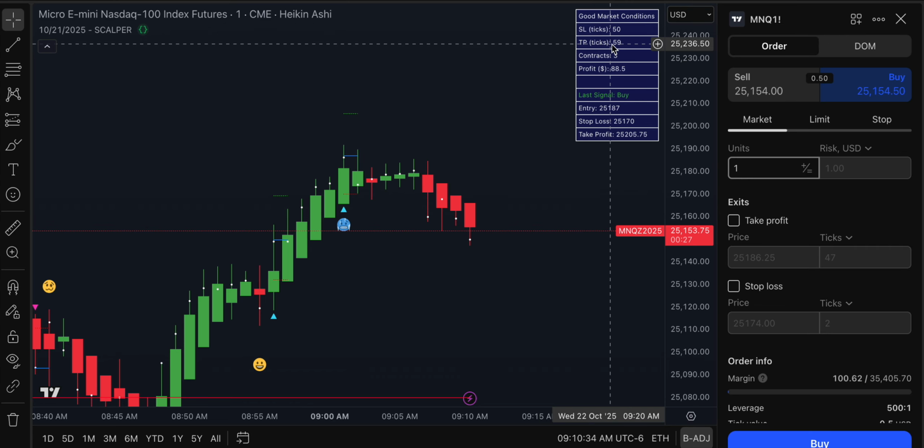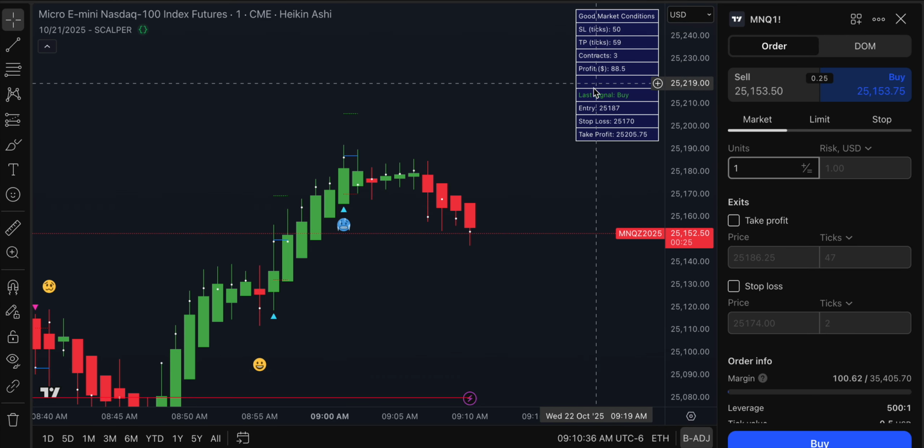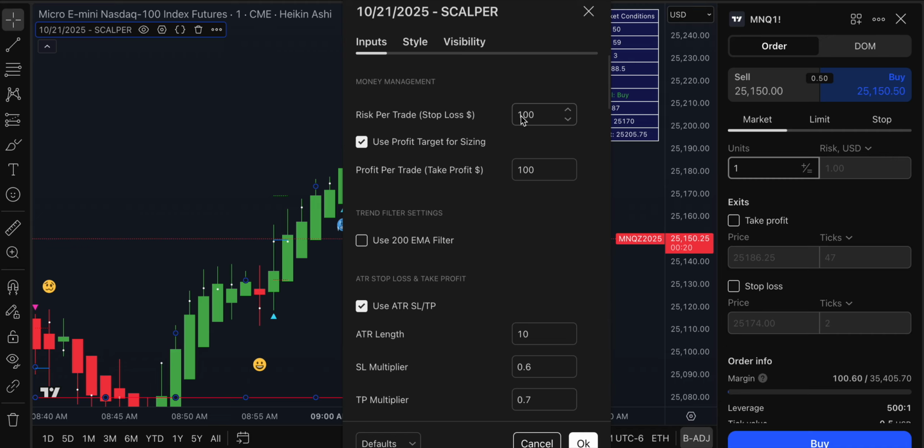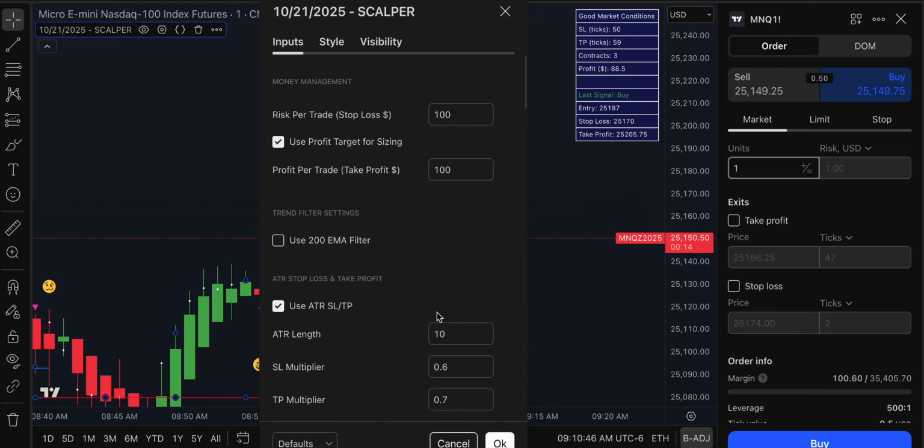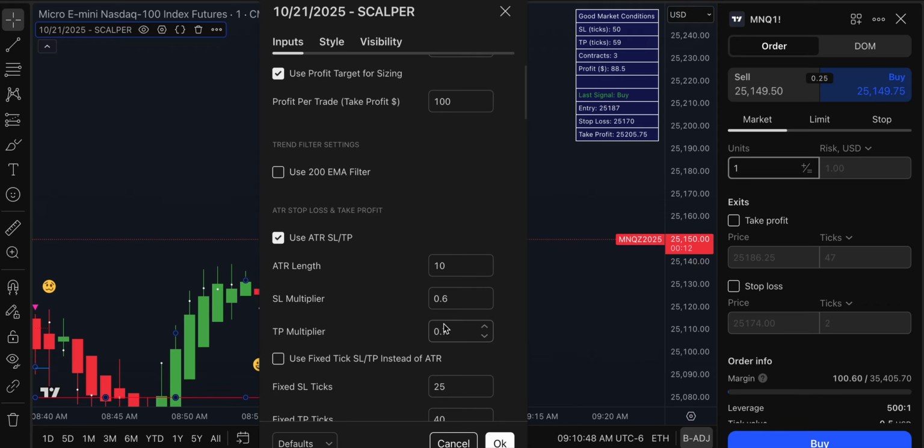All right, so let's talk more about the stop loss, take profit, contracts, things like that. So let's go into settings. And you can see here, now I've got it set for a stop loss of 100 or a take profit of 100. So these are the same, basically. And that's why these are adjusted here. This is where the 6 and the 7, that's where these numbers change. So 59 is our target, 50 is our stop loss. So if I change this to 7, you'll see this number now will go to 59.